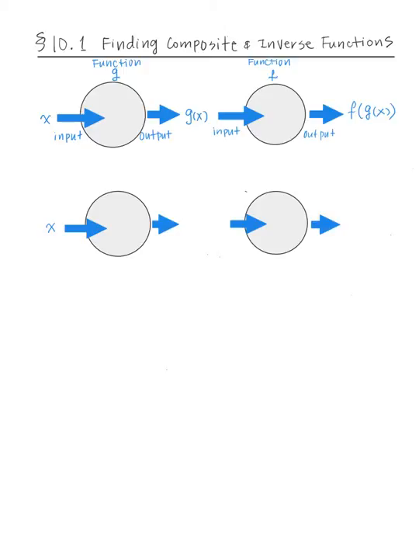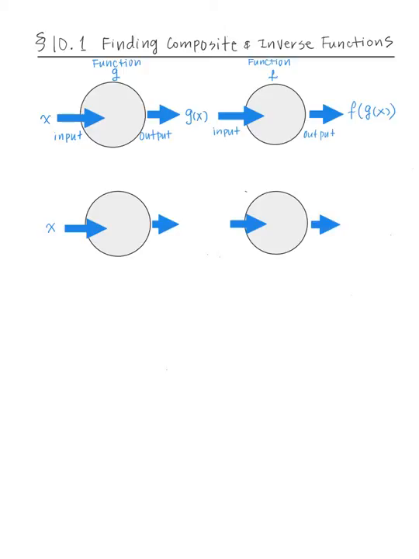Well, a composition of functions is when one function is inside of another function. So I drew you a picture here. This is what's going to happen. We're going to input our x value into the function g, and the output is going to be g of x. Now we're going to input that g of x into a function f, and the output is denoted by f of g of x.